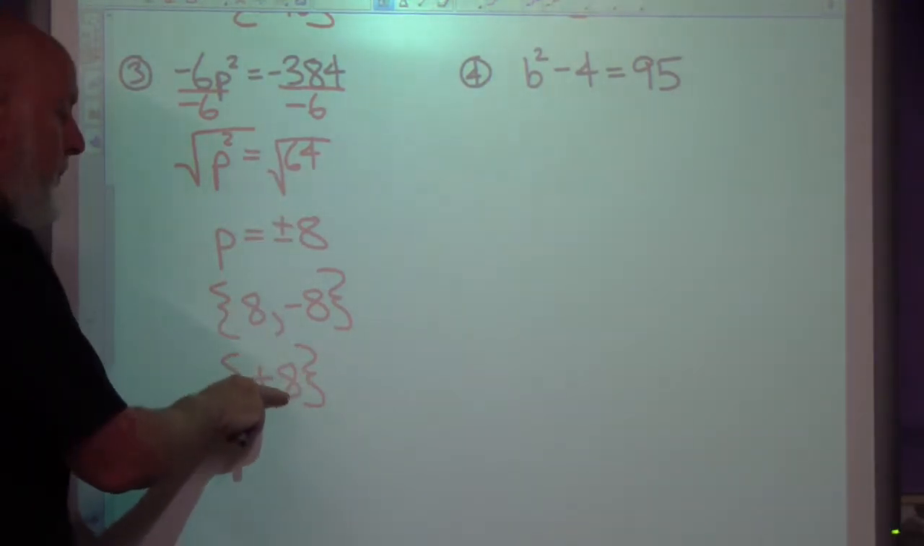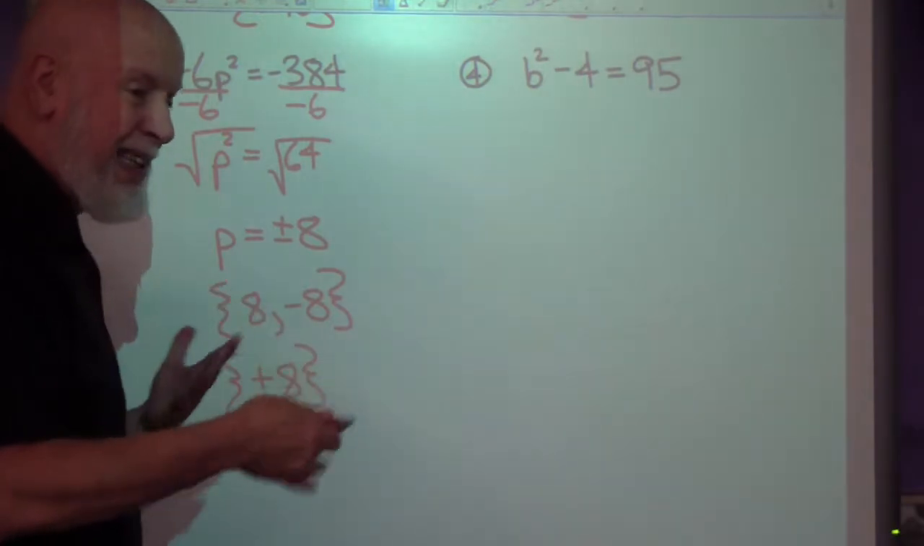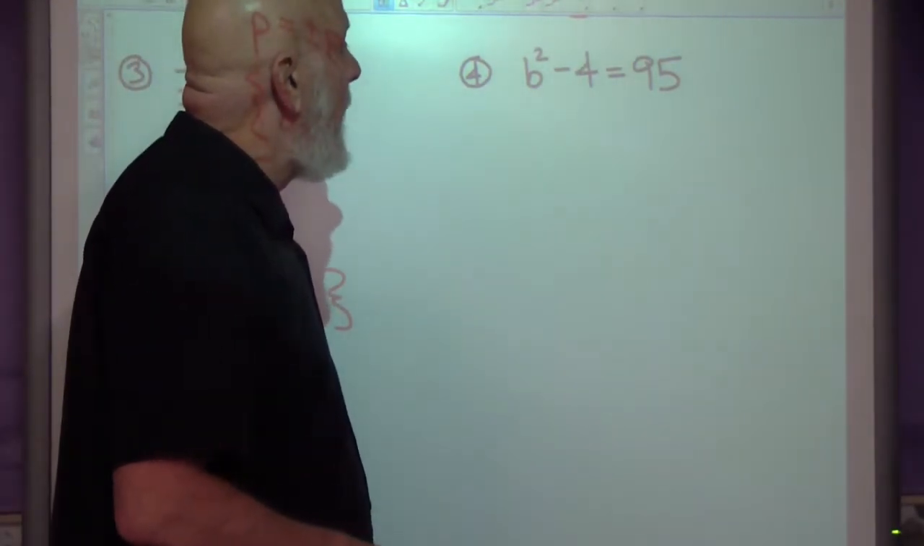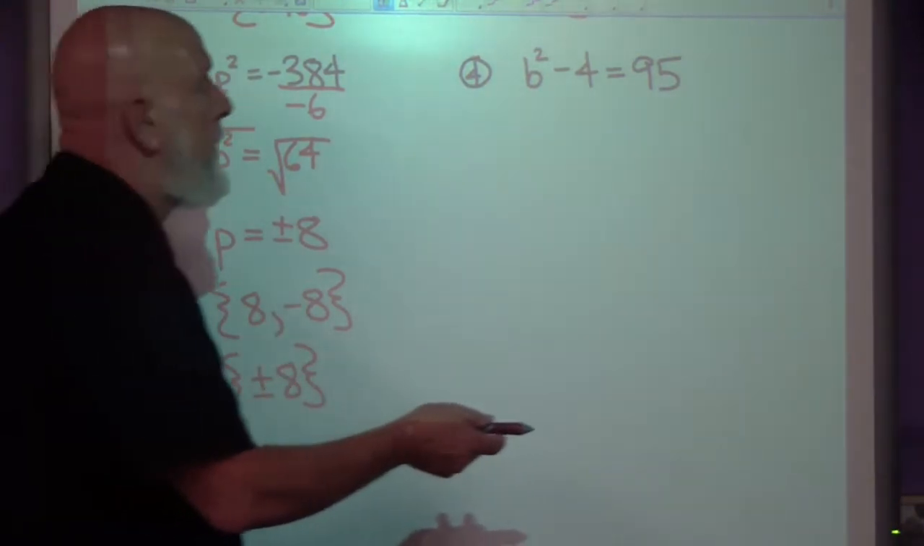These solutions to this equation could be written like this, this, or this. You could expect to see them in a standardized test, written in any of these three ways.